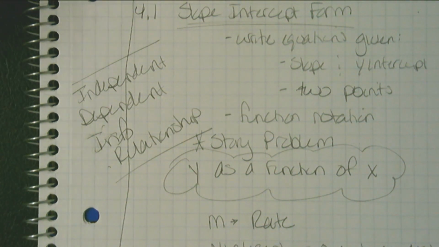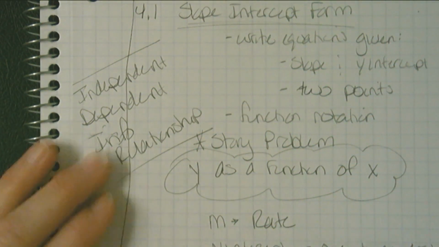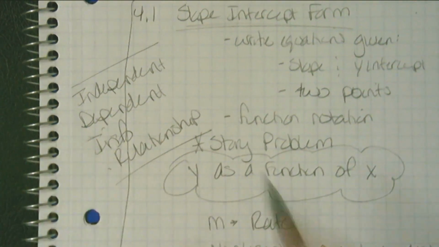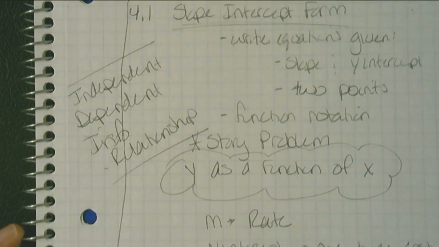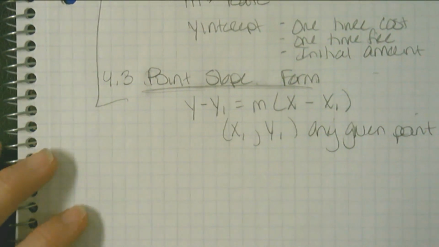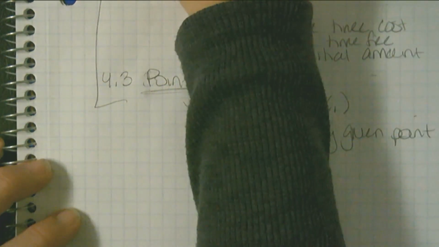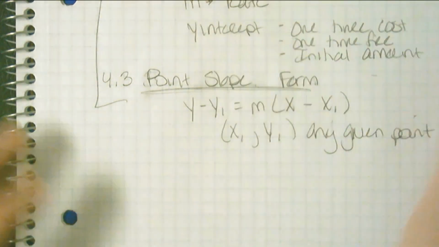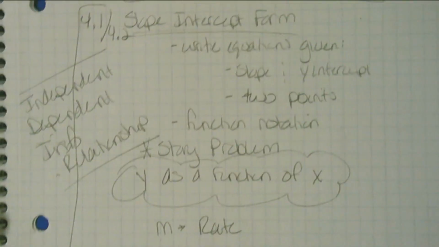Okay, one of the things that we did, 4.2, this was actually 4.3 is point slope. 4.3 is point slope. I'm going to say 4.1, 4.2 is slope-intercept, because both of those were slope-intercept.